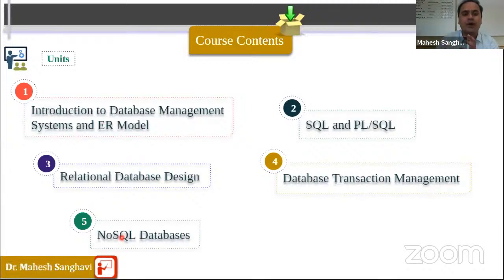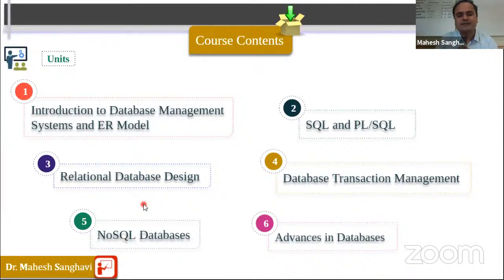So it is beyond SQL that we need to understand. It is nothing to do with NoSQL and SQL nahi hai, aisa nahi hai. Us no ka long form hai, not only SQL. So that also we have to study in unit number five. And the last unit will deal with advances in databases.